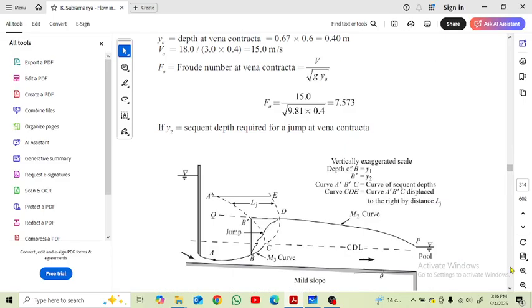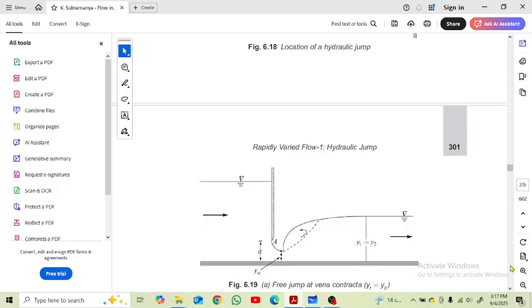I need to tell you that when the slope is mild here, the curve is an M3 curve and a jump occurs, and if the drop is over here, then it is an M2 curve and it goes to the pool. If the pool elevation is higher than the CDL, take the pool elevation depth, and if the critical depth from the channel bottom is higher, take the critical depth. You have to take whichever is dominant.